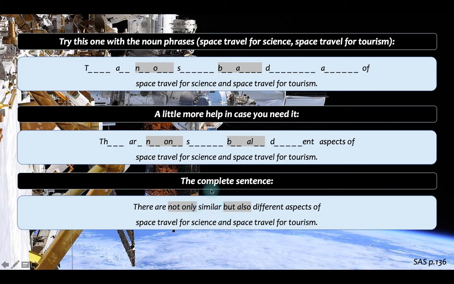Notice in this case, I'm using the adjectives similar and different, and then they go with the noun aspects. It's a small difference in the way it's written. And what words do you know that can replace the ones that are in gray? What could I use instead of not only but also? Like we saw in our first example, we can use both and. There are both similar and different aspects of space travel for science and space travel for tourism.